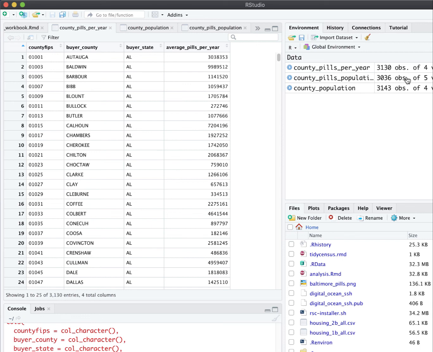Well, we'll see that later, but the reason is that there are some counties that are in our pills table that are not in our population table. And there are some counties that are in our population table that are not in our pills table. And when we do the process of putting them together using an inner join, those counties that don't have corresponding matches are simply left out. So we'll see that in more detail below. But for now, keep working down the lab.